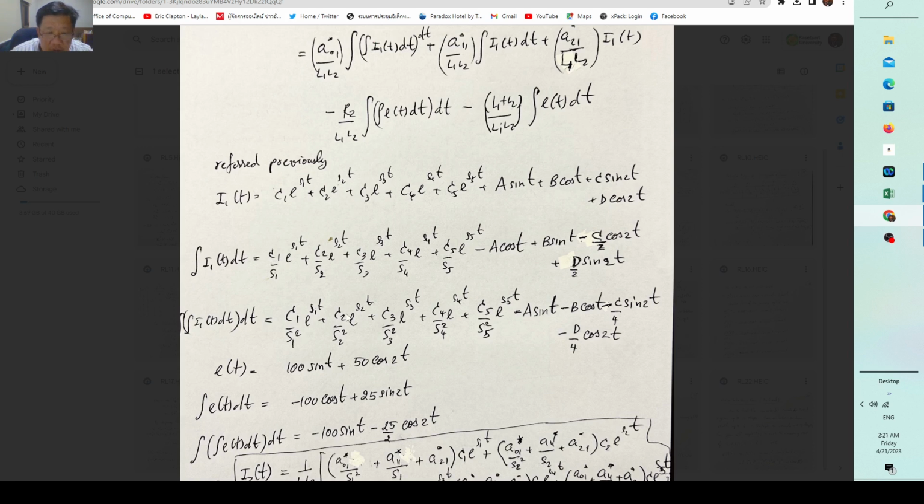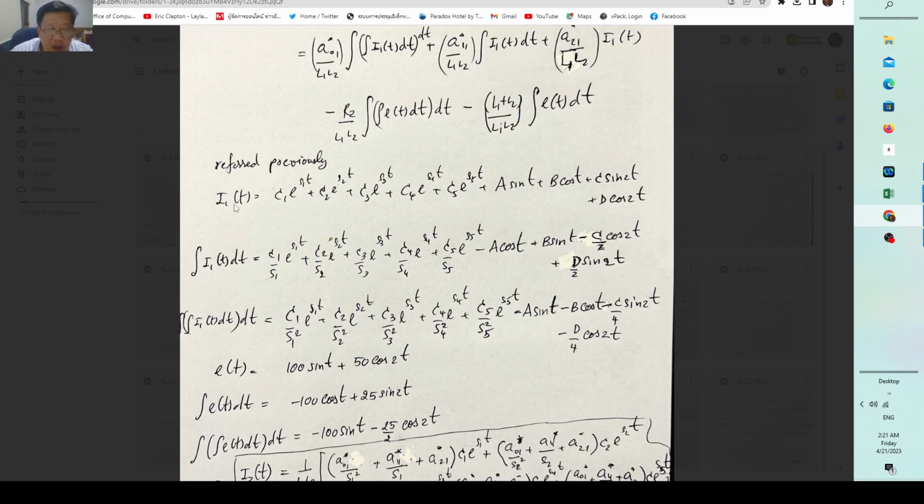This one becomes C sub 2 divided by S sub 2 squared. This one, C sub 3 divided by S sub 3 squared. C sub 4 divided by S sub 4 squared. C sub 5 divided by S sub 5 squared. And this one, cos. Find the integration, you get sine, not changed, because this is another integration here. And sine becomes minus cos. And this one, cos 2t becomes sine, and then with the additional divide by 2 it becomes divided by 4, this one divided by 4.